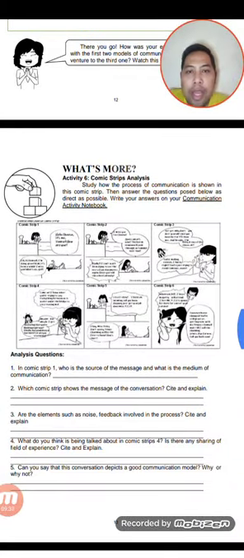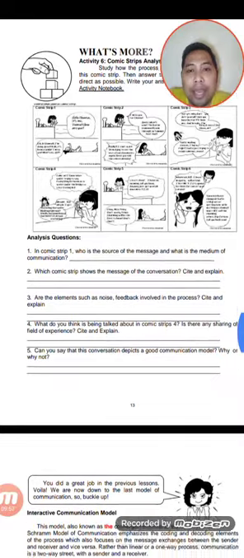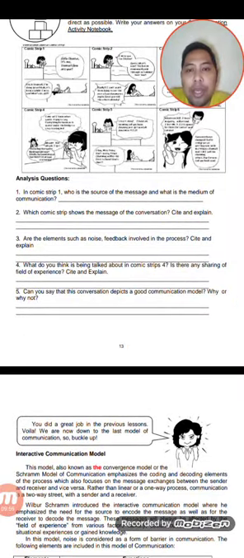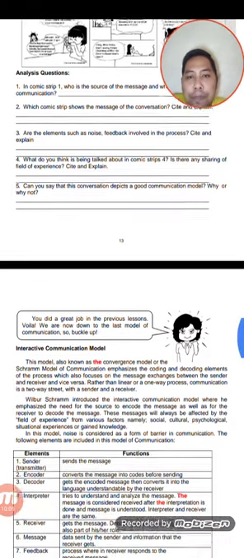What's more? Activity 6, comic strips analysis. Study how the process of communication is shown in this comic strip. Then answer the questions posed below as directly as possible. So read the comics and try to understand. So, analysis of questions. Answer the 5 questions, complete the 5 questions in your activity notebook.